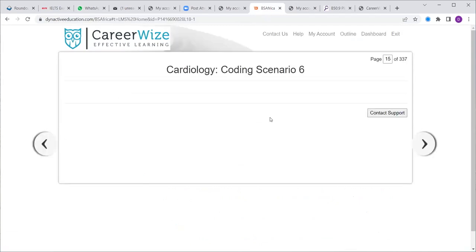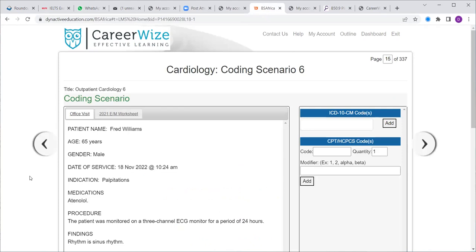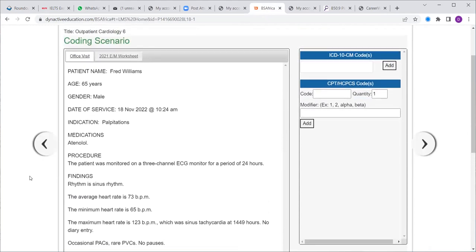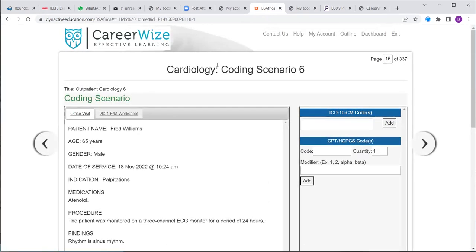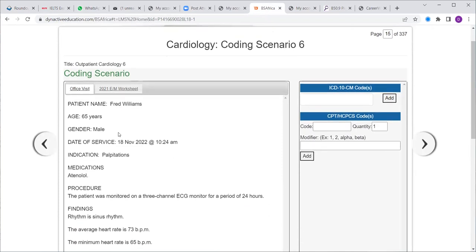Let me show you how the internship is structured. You're going to work through clinical scenarios, and these are real world hospital records. So for example, this is cardiology, coding scenario 6. You have a patient name, age, male, the date of this patient visiting. So it's fresh, 18th November 2022. That is just yesterday.